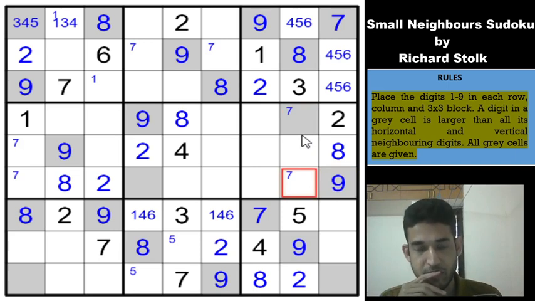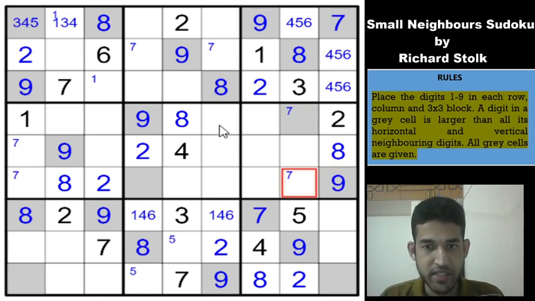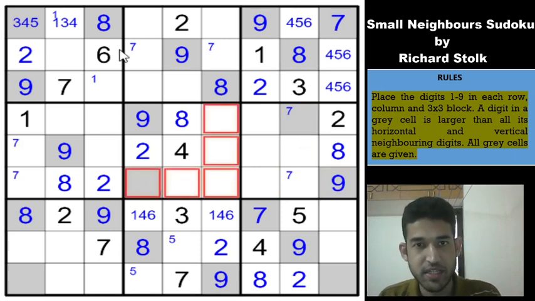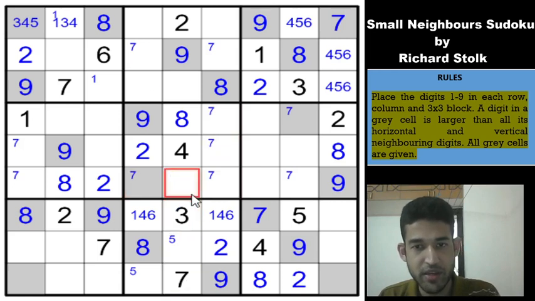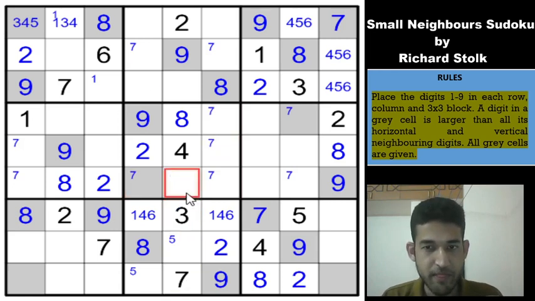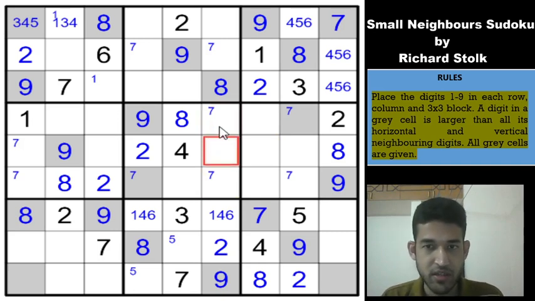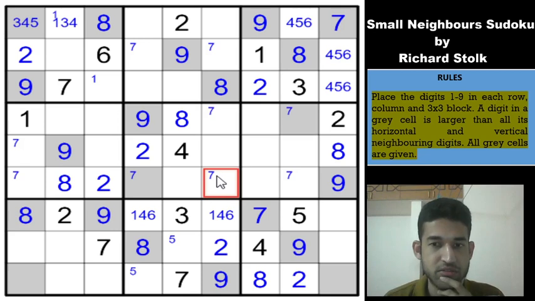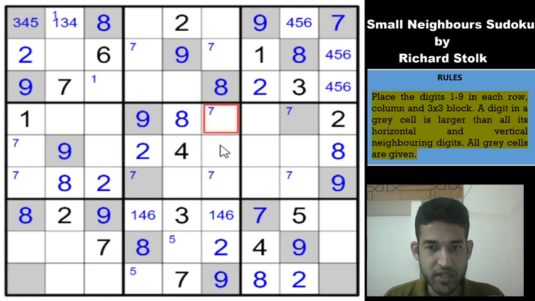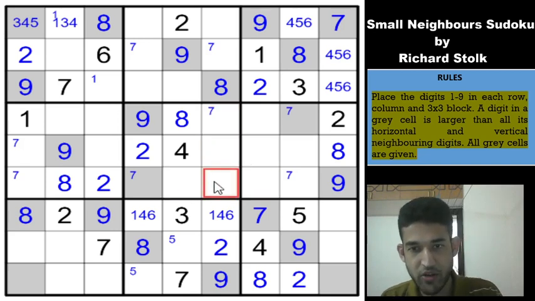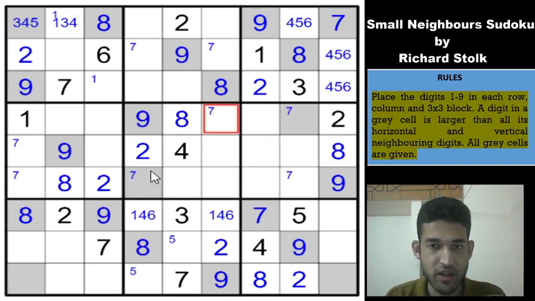Okay, and 7 in box 5 will be in these 5 cells, but 7 cannot be here. Okay, so 7 cannot be here, right? Because then all these white cells will be less than 7, and we cannot have that situation. So 7 cannot be here. Can I have a 7 here? So none of these cells can take an 8 and 9. So 7 cannot be here. So 7 will be in these two cells only, right?